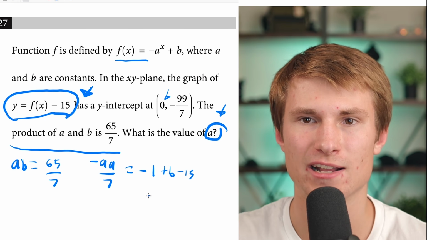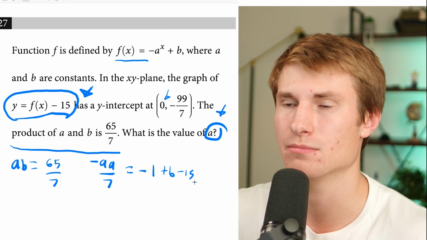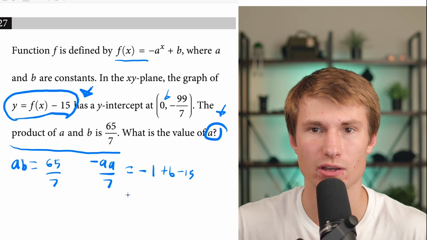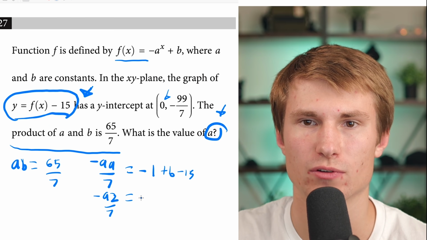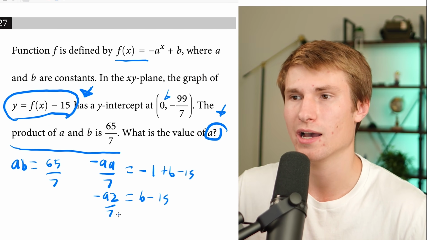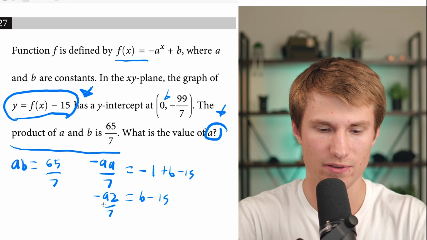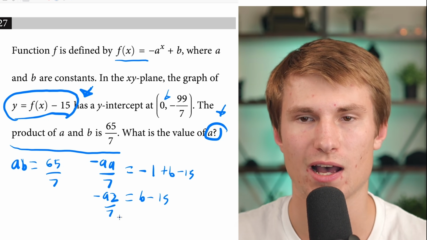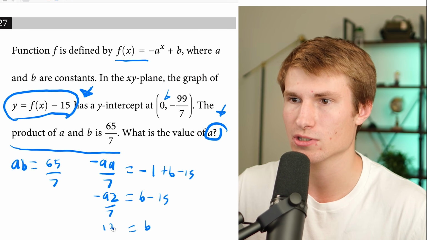So as you can see, we had a to the power of 0, and any number to the power of 0 is 1. So that leaves us with negative 1 plus b minus 15. Now from here, I'll go ahead and add 1, or add 7 over 7, to both sides. Once I add 7 over 7 to both sides, I'm left with negative 92 over 7 is equal to b minus 15. I'll do the same thing with that 15. So I'll add 15 times 7 over 7 to both sides. If I put my calculator here, 15 times 7, that's going to give me 105. Okay, so if I add 105 over 7 to both sides, that's going to end up leaving me with b is equal to 13 over 7.